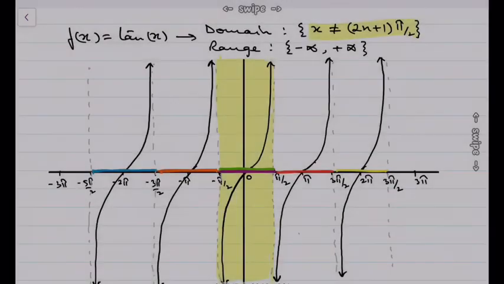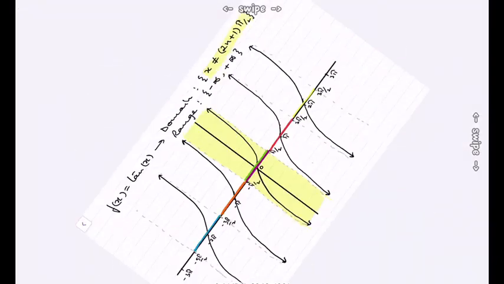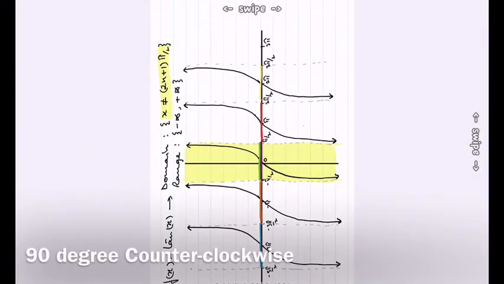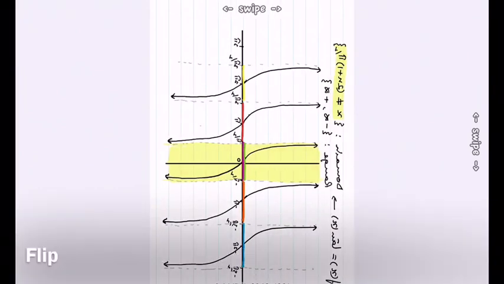Now here is a quick trick to graph the inverse of any function. Take the graph of a function, rotate it 90 degrees counterclockwise, and then flip it, and you will get the graph of the inverse of that function.